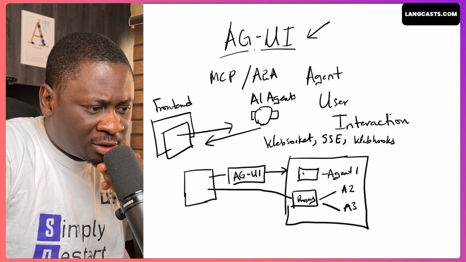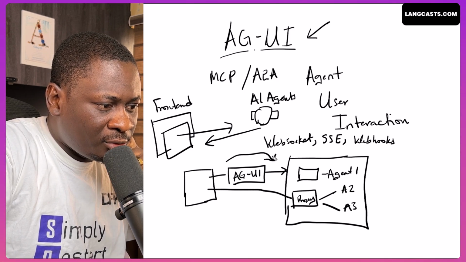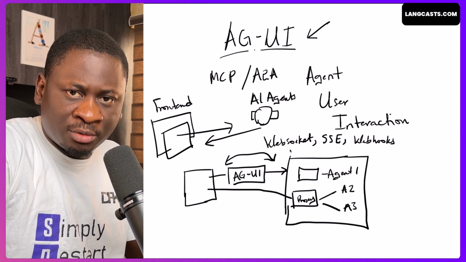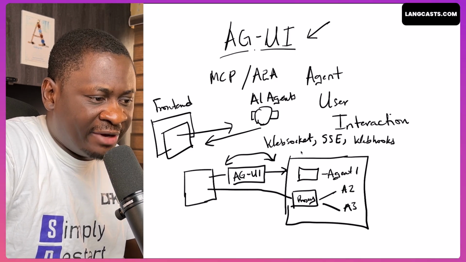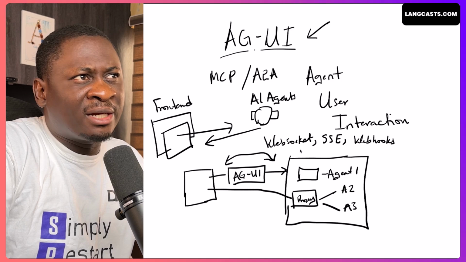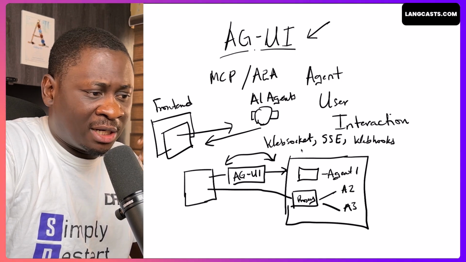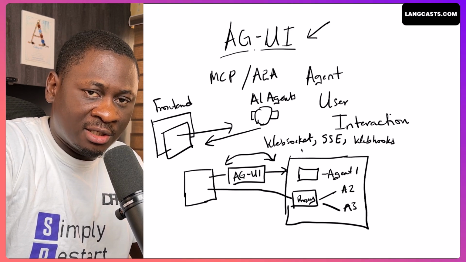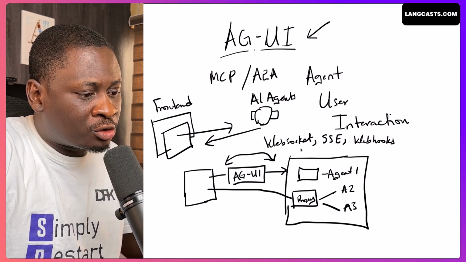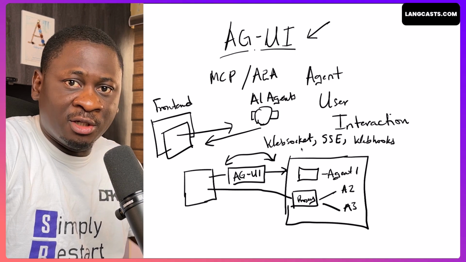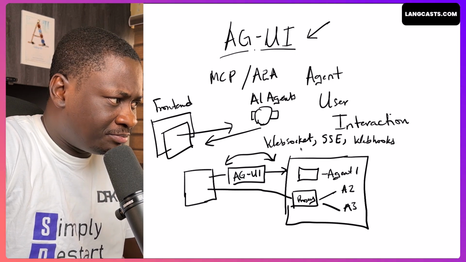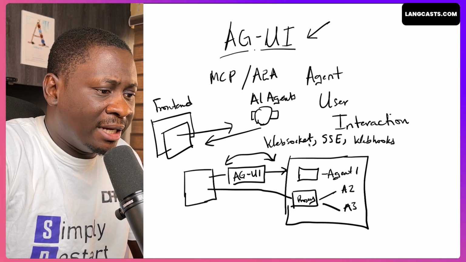And communication goes from and to the agent through the use of events. It's event-based communication. Currently, AGUI supports up to 16 events that you can use to communicate from the agent to the front end, and you can also pass data from the front end to your agent at the back end. So yeah, that's how AGUI basically works.